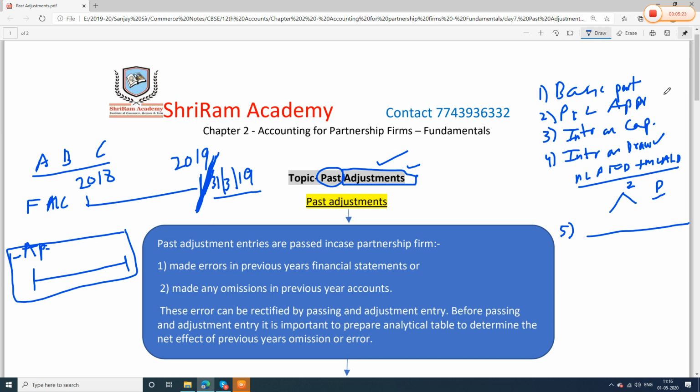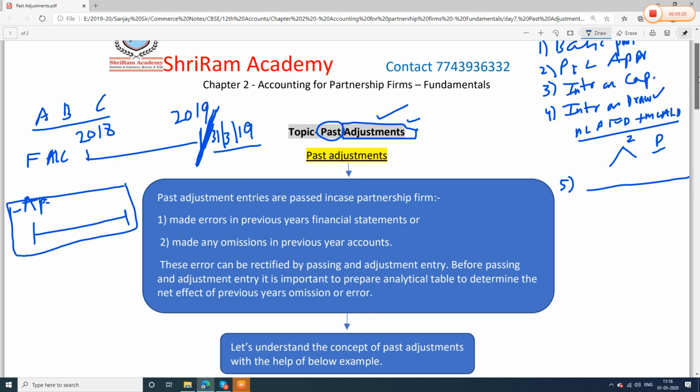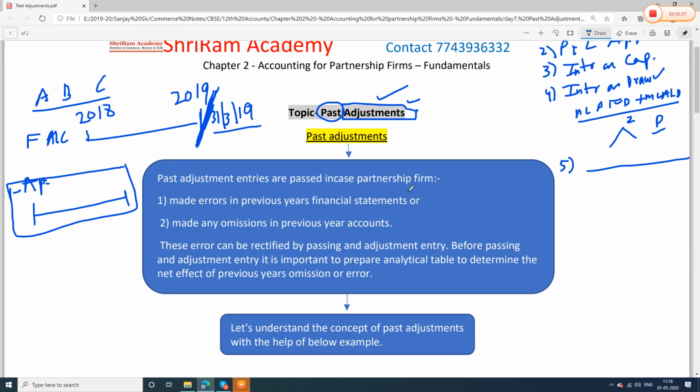Now see guys, I have made some notes for you for easy reference. If you refer only to these notes, it is more than sufficient. I have tried to make it in a simple manner: past adjustment entries are passed in the case of a partnership firm, because we are studying partnership. So past adjustment entries are passed in a partnership firm. What can happen?